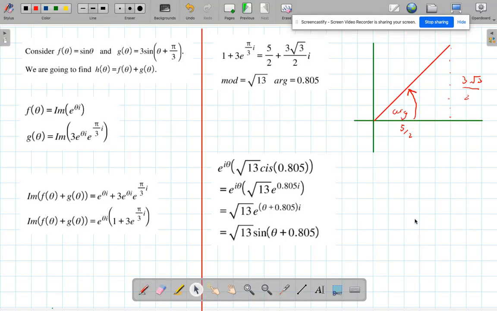Let's go back in, and there are all the steps. Pause, have a look at it, go through it again.